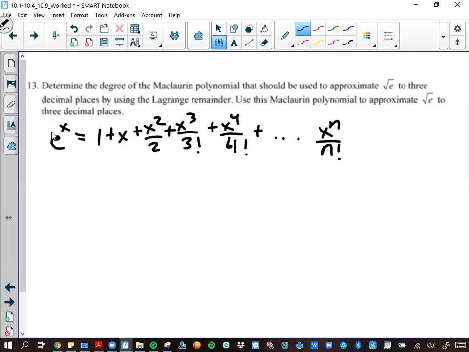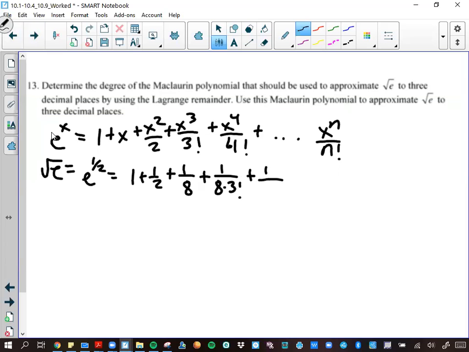Okay? So we know that if x is 1/2, all we have to do is plug 1/2 in for x, because the square root of e is equal to e to the 1/2. Okay, so we have 1 plus 1/2 plus 1 over 8 plus 1 over 8 times 3 factorial plus 1 over 16 times 4 factorial plus dot, dot, dot. It says 3 decimal places, use the Lagrange remainder to approximate to 3 decimal places.